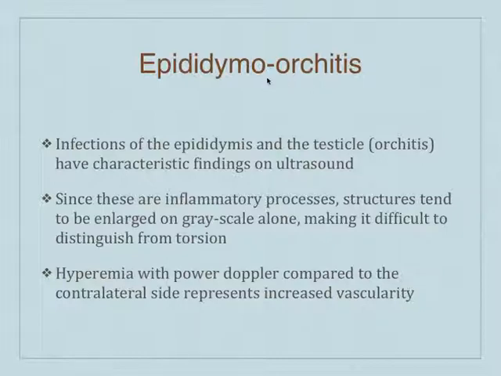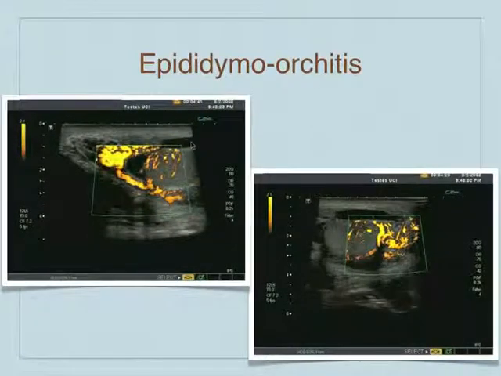symbolic for infection, and you can have infection in the epididymis or the testicle or orchitis or both. It usually starts in the epididymis, so you get epididymitis, and then if it goes untreated, extends into the testicle, and you get a combined epididymo-orchitis picture. That's what we're seeing here.